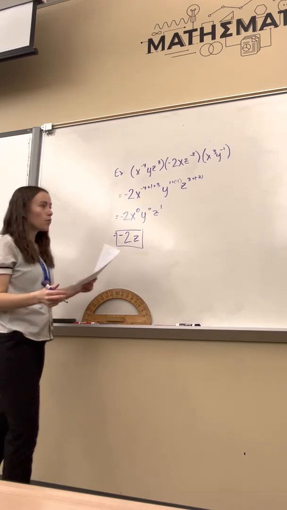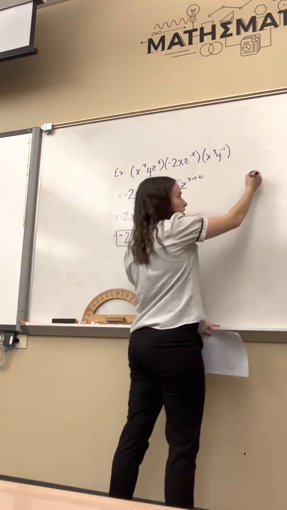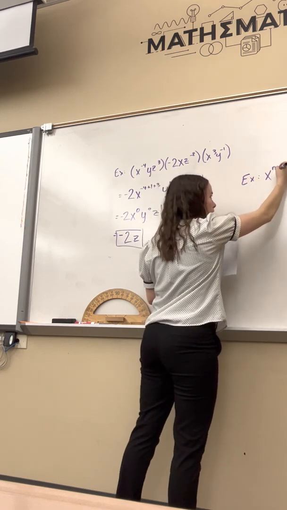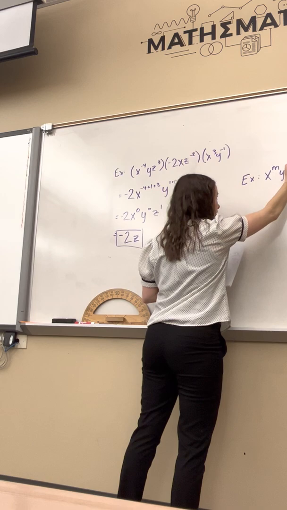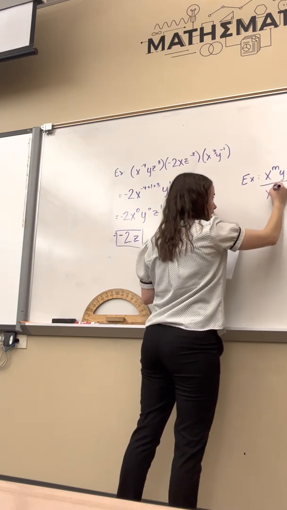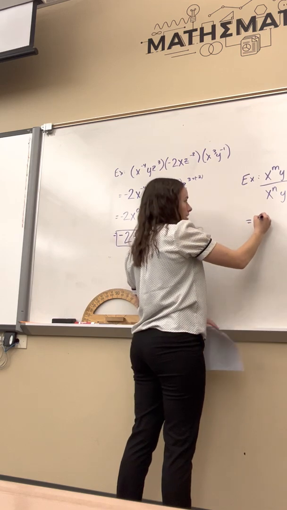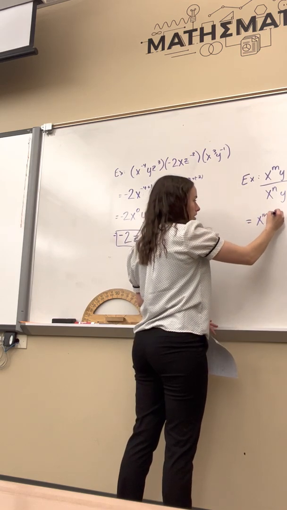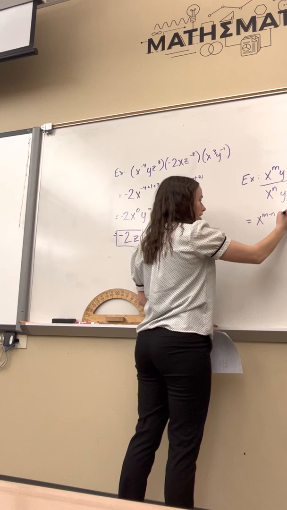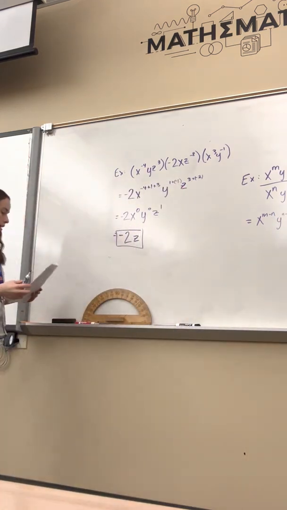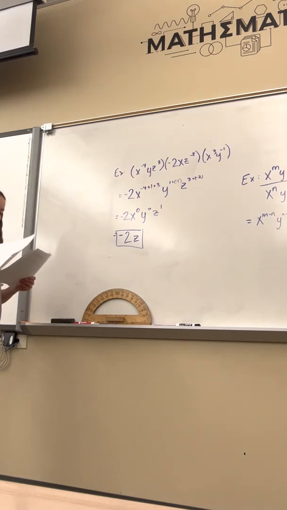Okay, and the final one is just an example of the quotient rule. If we have x to the m, y to the a over x to the n, y to the b, this can be written as x to the m minus n, y to the a minus b. Okay? All right, that is all on exponents and rational exponents.